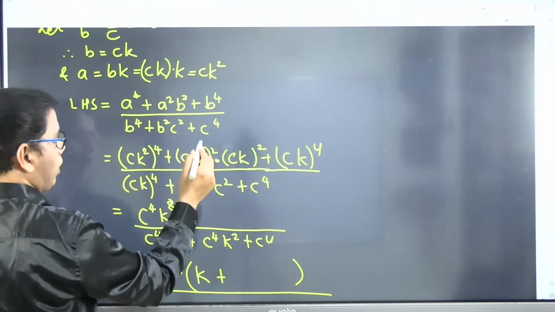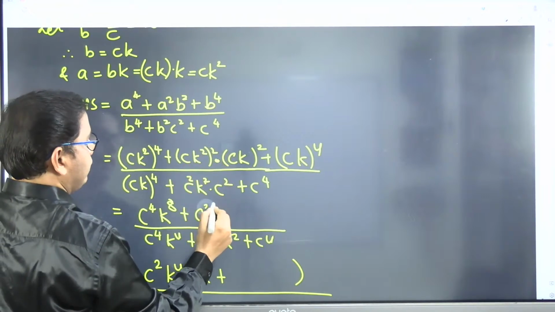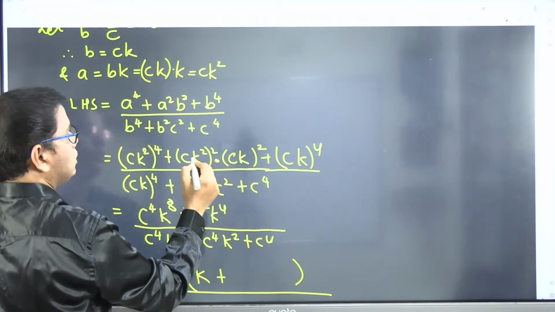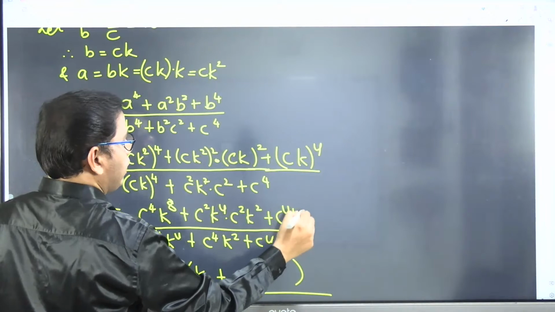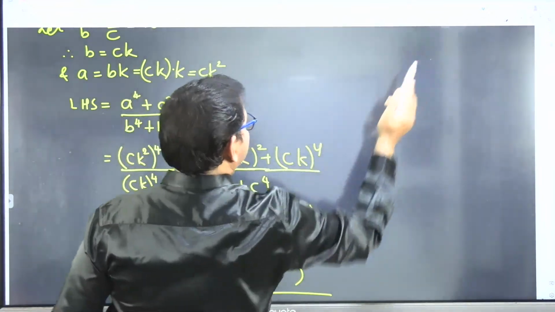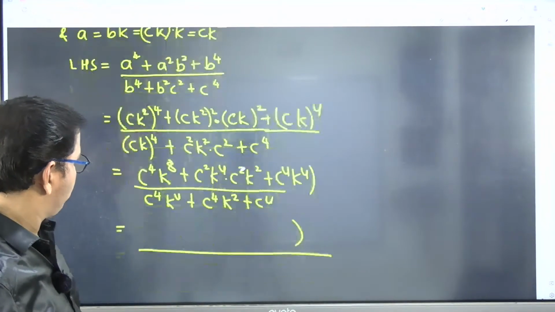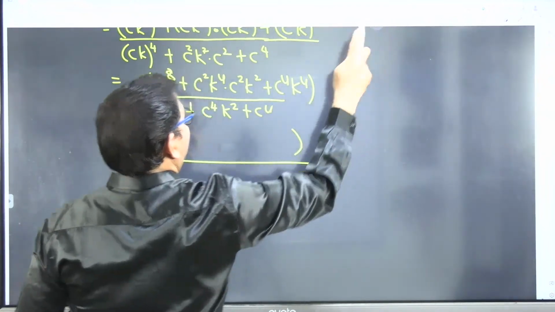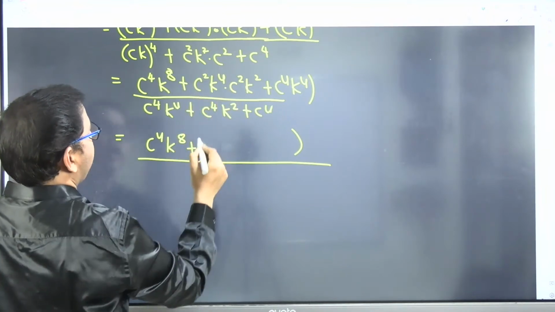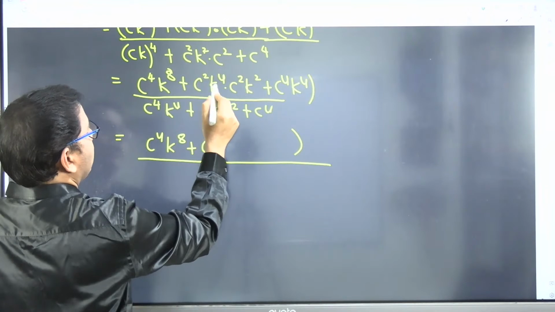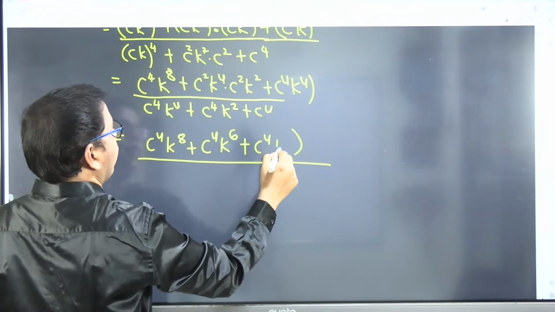So second term is what? Second term is c square k raised to 4 into c square k square plus c raised to 4 k raised to 4. Okay, कॉमन अगले स्टेप में निकालते हैं. Okay, what am I left with now? So here I am getting c raised to 4 k raised to 8 plus c square and c square is c raised to 4, k raised to 4 and k square is k raised to 6 plus c raised to 4 k raised to 4.